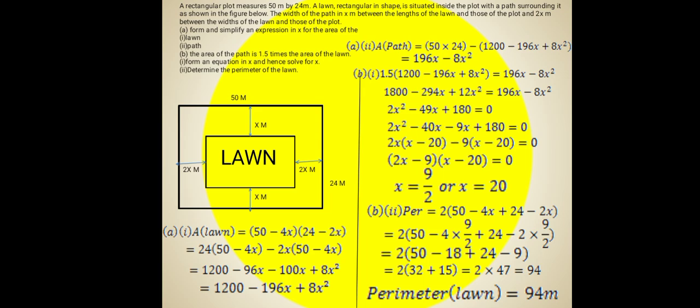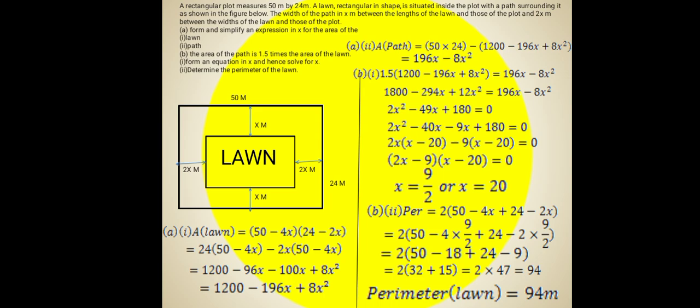But we have been told the area of the path is 1.5 times the area of the lawn. Form an equation in x and hence solve for x. Now this means that we shall multiply the area of the lawn by 1.5 and then relate it to the area of the path. Solving, we get that our x is 9/2.